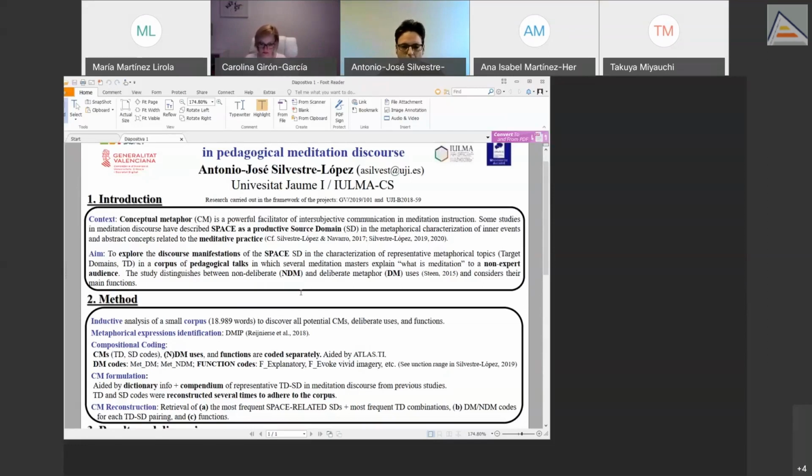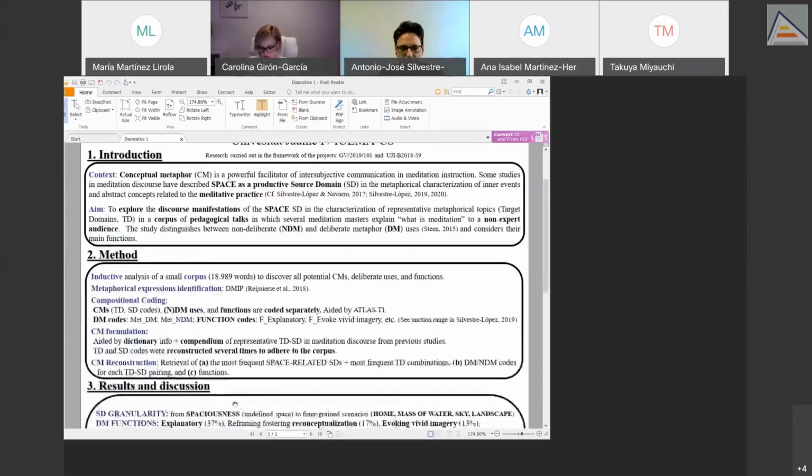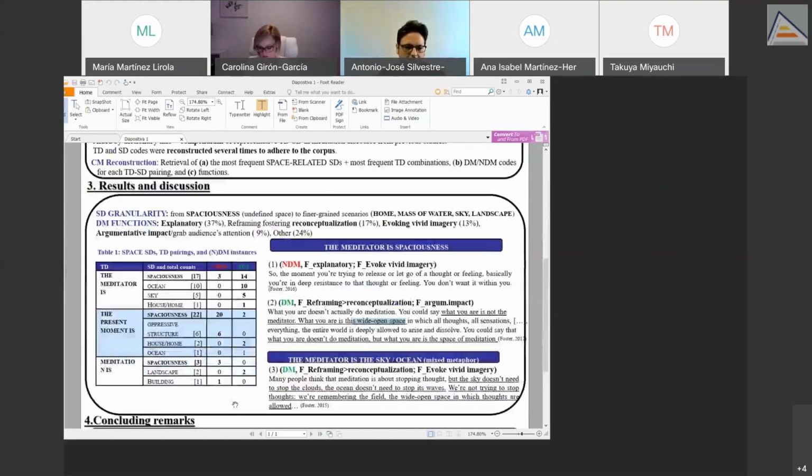And then once the coding was done, the stages I followed were retrieving the most frequent codes for source domains related to space, and then comparing among these frequent source domain codes, cross-checking the most frequent target domains so that I could get the most frequent metaphors, then also deliberate and non-deliberate metaphor uses and their functions. And the result of that is fairly similar to what you see on table 1.